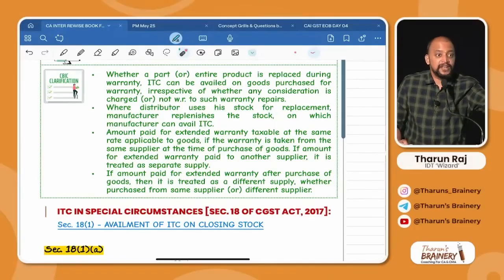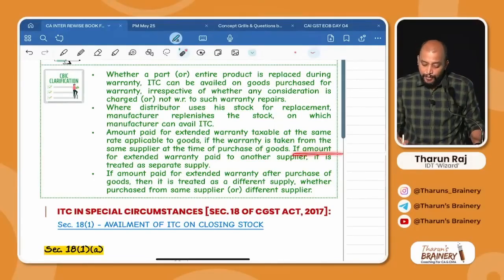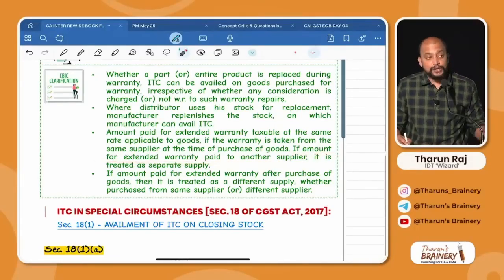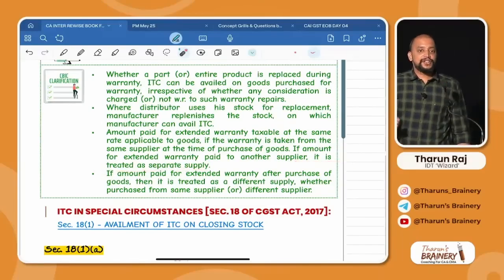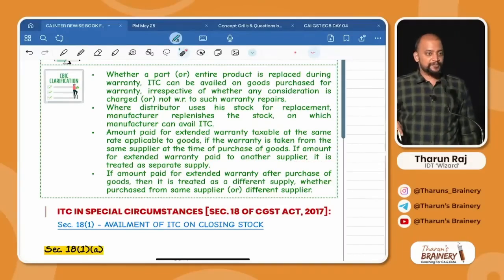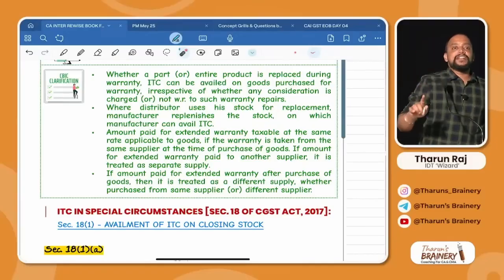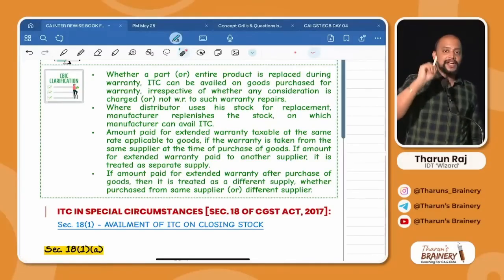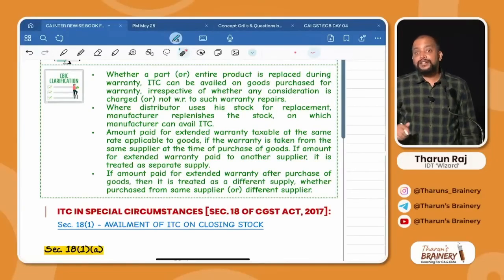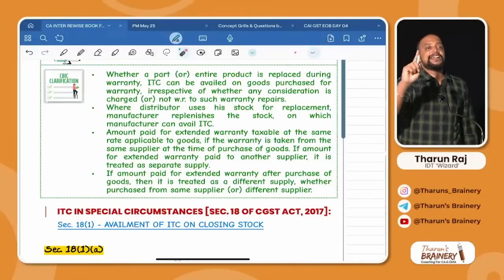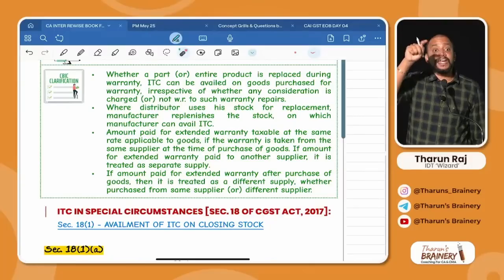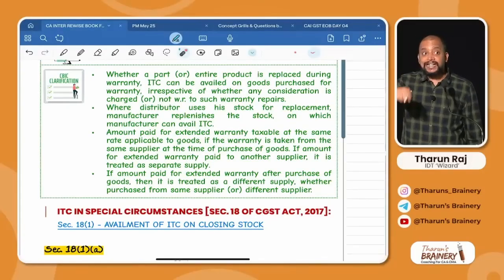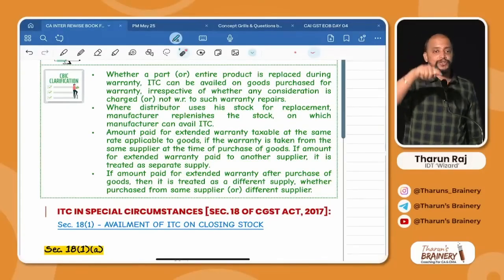Is it clear? So, if the amount for extended warranty is paid to another supplier, it is treated as a separate supply, so always taxable at 18%. Whenever you are buying a TV, this is my advice: don't pay for the extended warranty at the time of purchase of the TV. You know why? TV is taxable at 28%. If you pay for the warranty at that time, on the warranty also they will charge 28%.